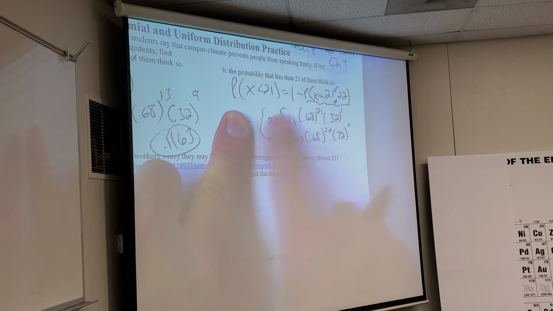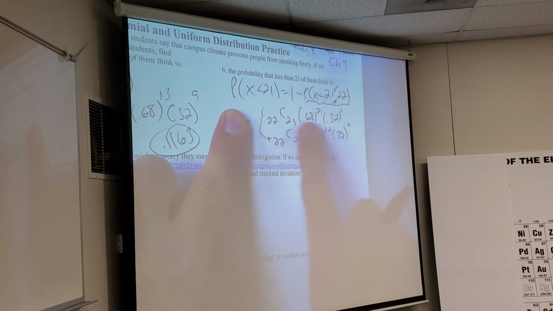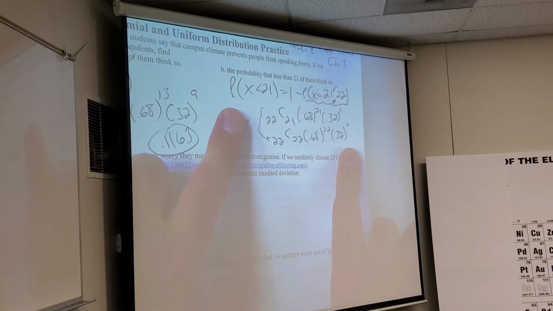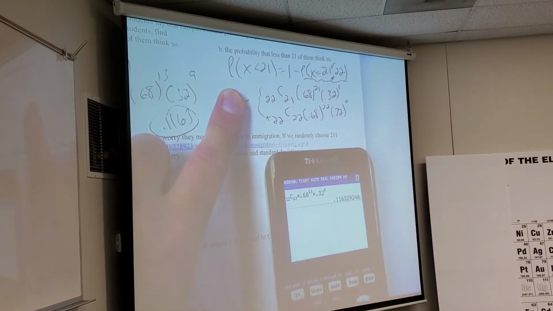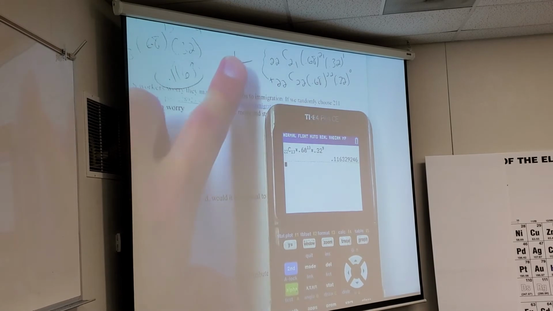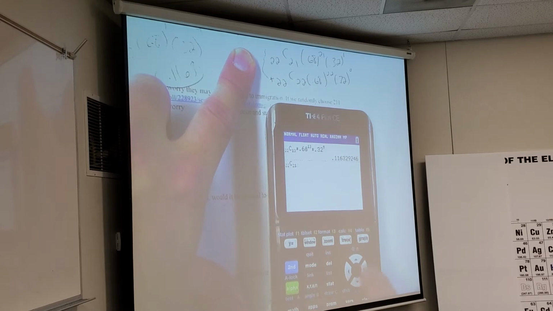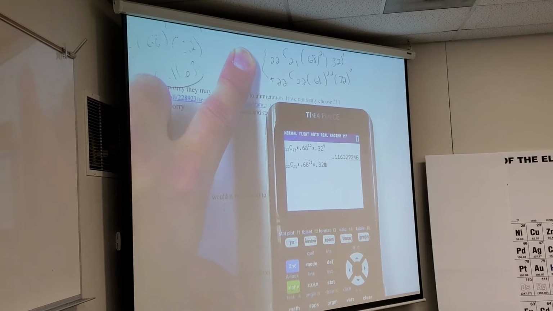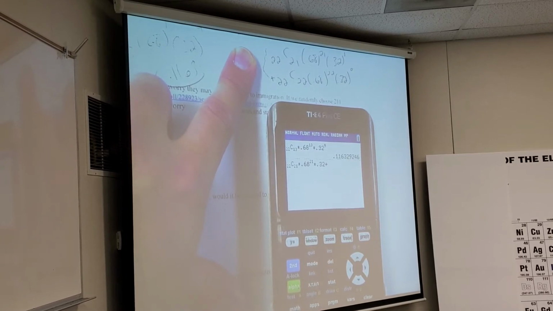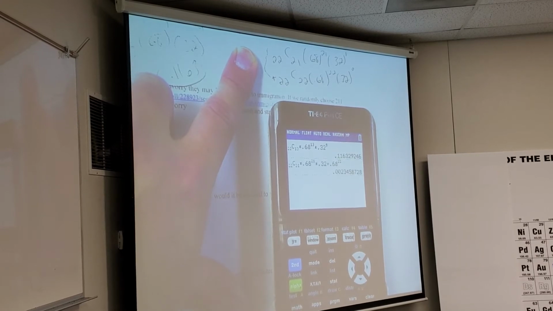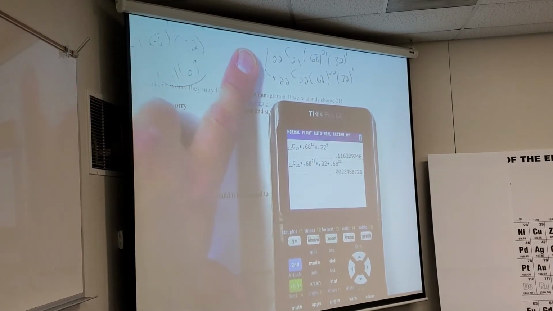You can put all of this in the calculator at once. Blah, blah, blah, blah, plus blah, blah, blah, blah. So what I do, I'm going to do a shortcut. See if you can get that for just adding those two up.